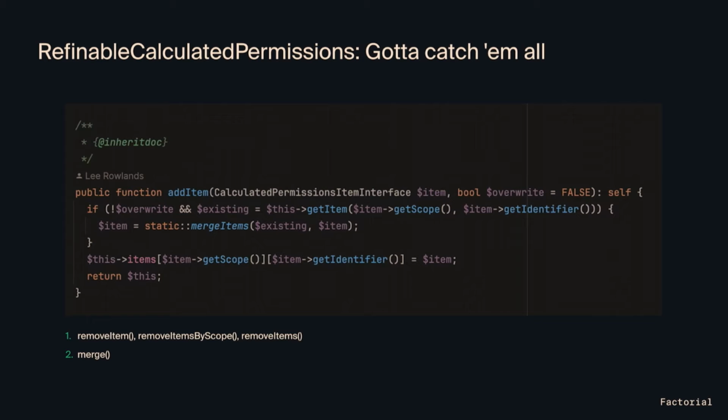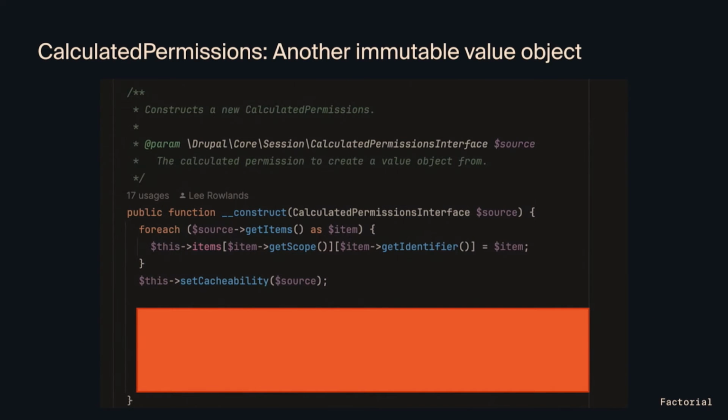Now there are obviously other methods on there because it's refinable. You can remove items. You can remove items by scope. You can remove all of them. You can merge two refinable calculated permissions into one, which loops over all of the contained items and merges them. But the most important one that you will be concerned with is add item. Now obviously this is refinable and we don't want that. Once we have all of your permissions, we want to pass those around without people having the ability to change that. So that is the calculated permissions item.